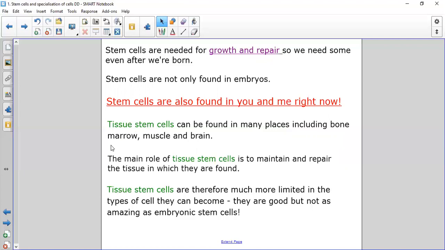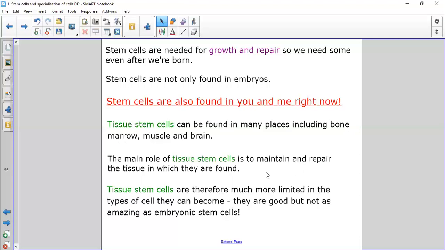You can watch lots of little video clips, YouTube clips. You can read lots of stuff on the internet about stem cells, and it will tell you a whole list of places where you can find tissue stem cells. But it includes bone marrow, you might have heard of that, muscle and brain.